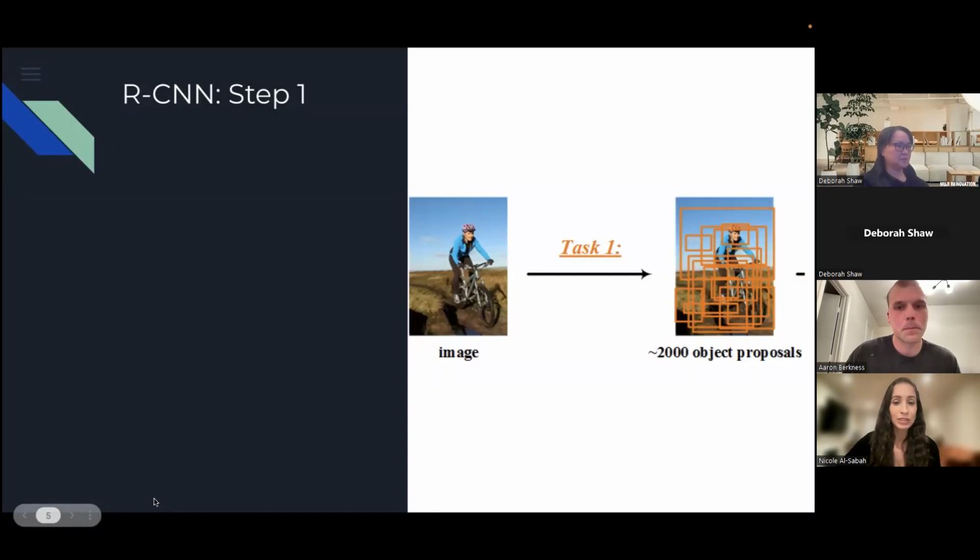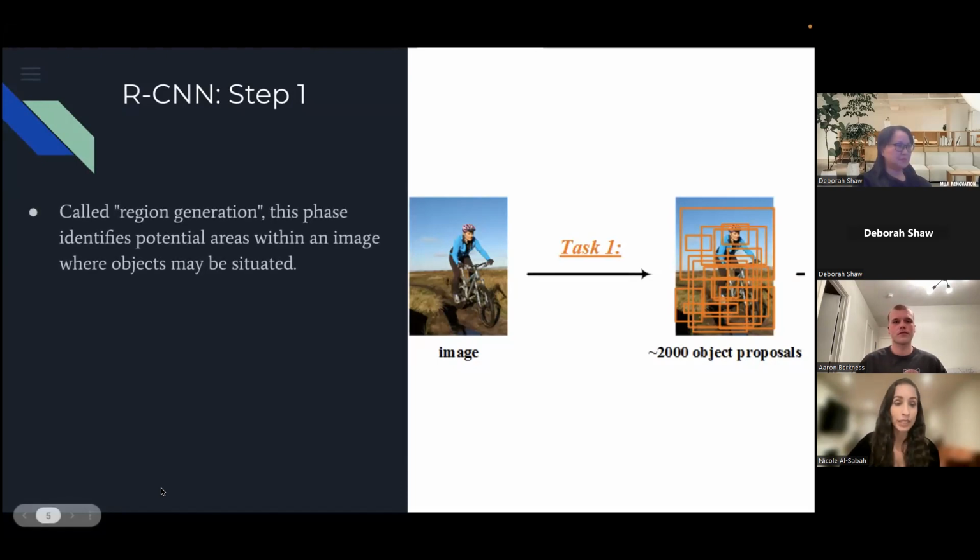All right, so the two-stage approach for RCNN, I'm going to explain as steps. So for step one, as you can see in this image on the left, is just an image. For that arrow where it directs to that second image, it is proposing objects in the image. So it's looking at the image and trying to find objects anywhere in the image, to see which object it could potentially be in this image. So this is called region generation. It's a phase that identifies potential areas, as I said, in this image where objects may be situated.